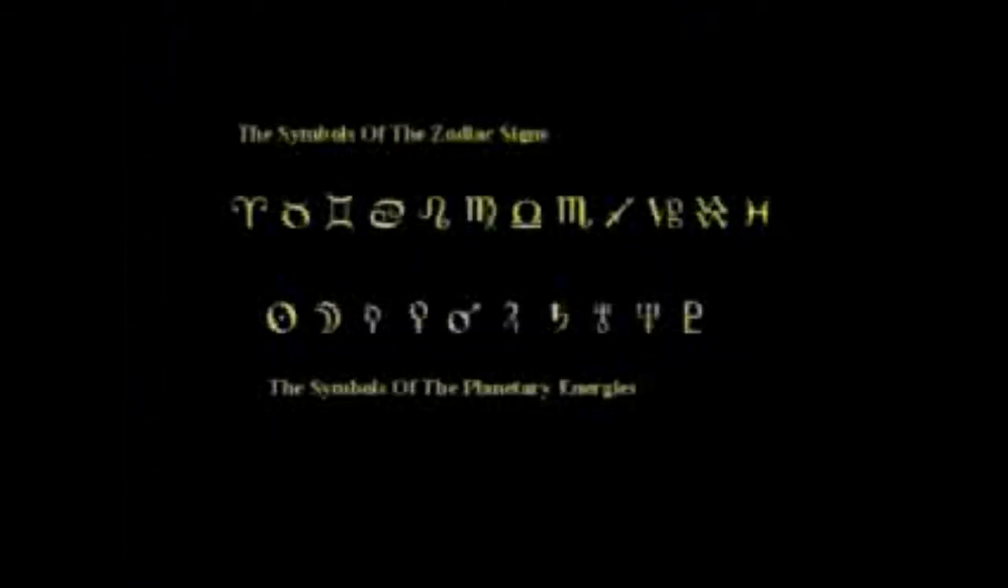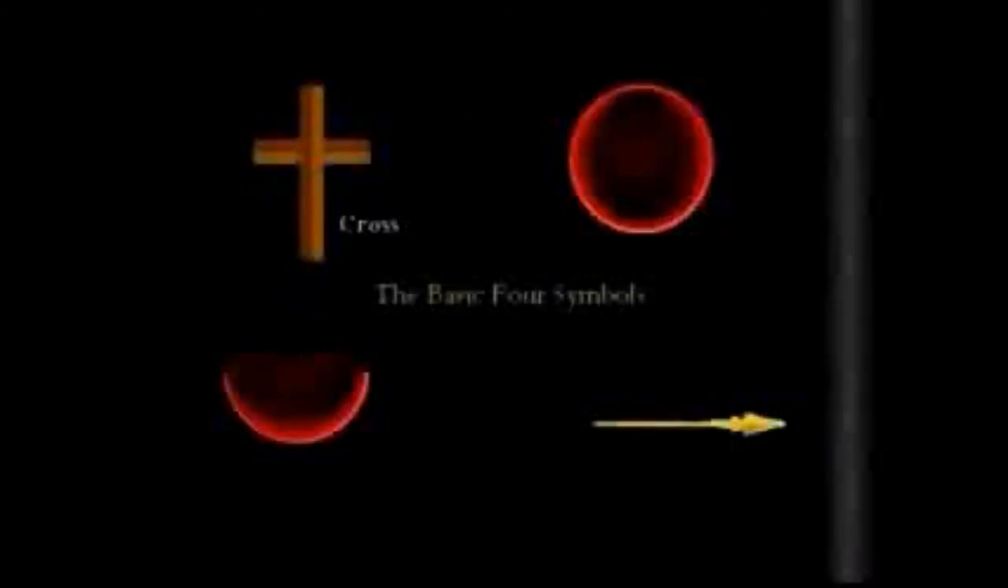Interpreting the basic structures of the astrological symbols, the glyphs, meanings. The astrological symbols of the planets and the zodiac signs are symbolized by four basic forms: the cross, the circle, the semicircle, and the arrow.